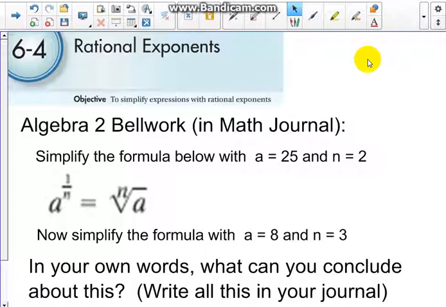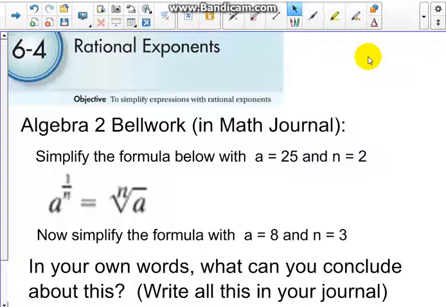So in Algebra 1 we worked with exponents, and now we're going to work a lot more with exponents that are fractions. We're going to learn how to convert those to rational numbers, and the first thing I want you to do is read the bell work here.